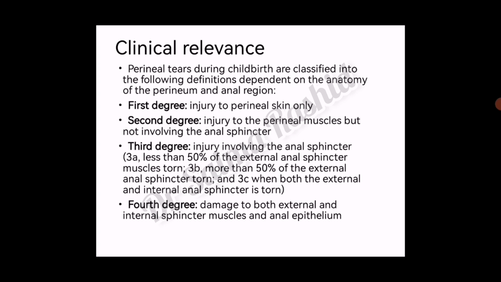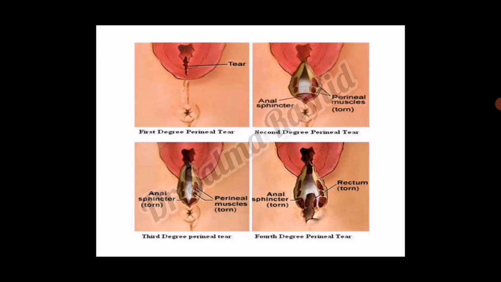Now they are again classified into 3A, 3B and 3C. In 3A, there is less than 50% of the external anal sphincter muscle torn, in 3B, more than 50% of the external anal sphincter torn, and 3C, when both the external anal sphincter and the internal anal sphincter are torn. Here you can see the sphincters are involved in third degree.